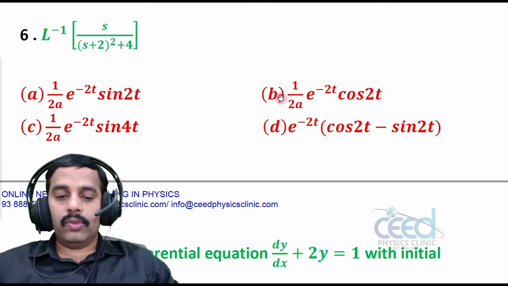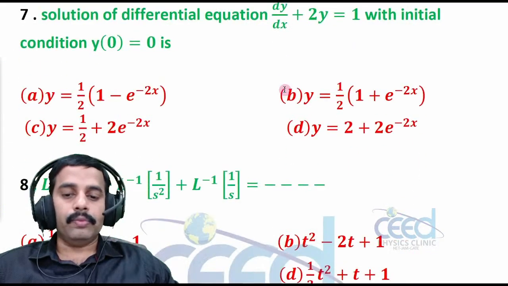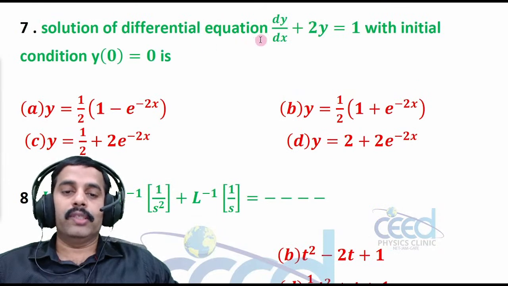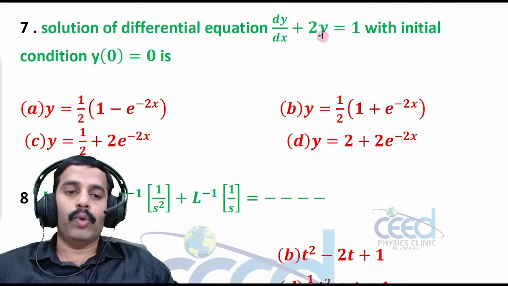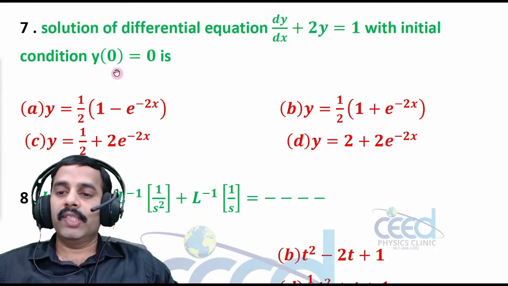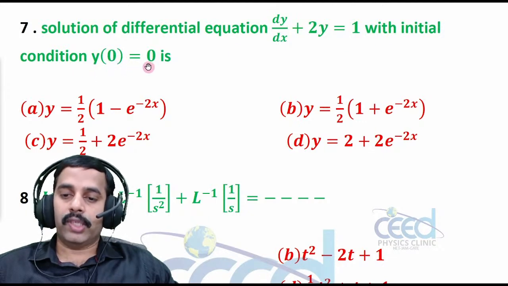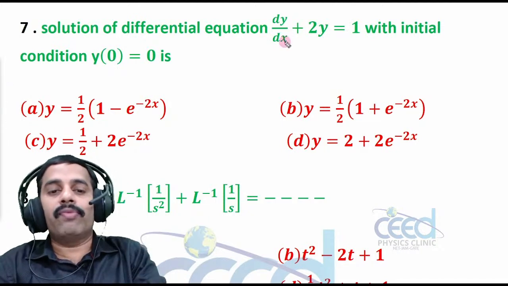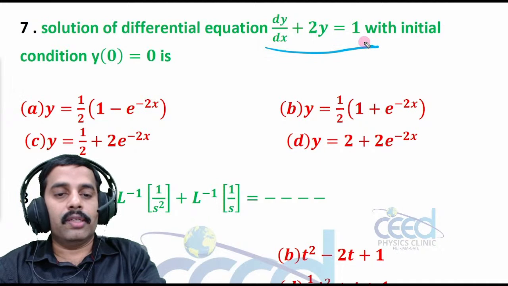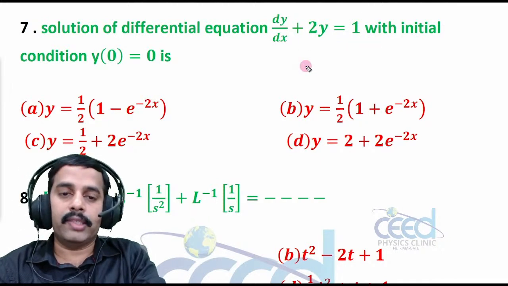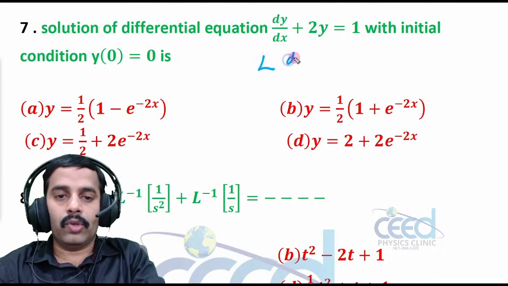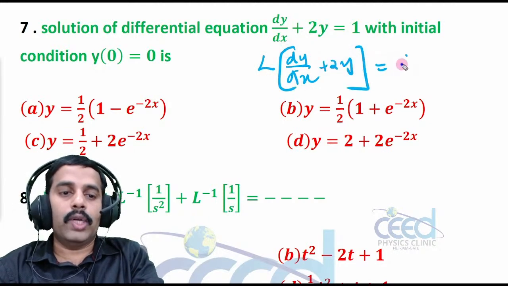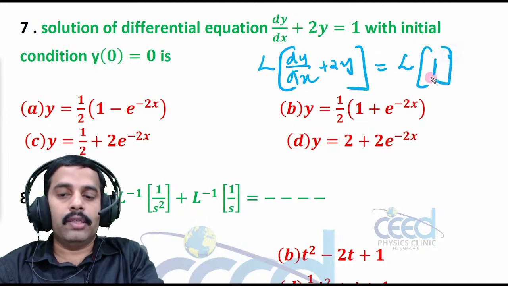Now we have another question here. Solution of the differential equation dy by dx plus 2y equal to 1 with the initial condition y of 0 is equal to 0 is. So to solve a differential equation using Laplace technique, you have to apply Laplace on either side of the differential equation. So Laplace of dy by dx plus 2y, that is equal to Laplace of 1, right?